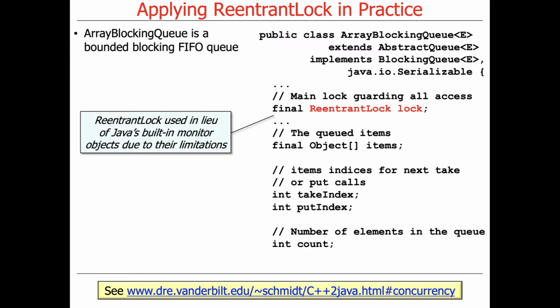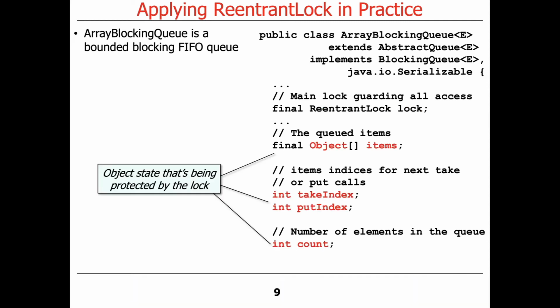So Java's ReentrantLock was added to work around the limitations of Java's built-in monitor objects, namely things like you can't interrupt them, and they have a limited number of methods and features that they provide. So the ArrayBlockingQueue is going to use a ReentrantLock to guard access to all the shared mutable state. And this is the shared mutable state. We keep track of the number of items that are in the queue, where the next item will be taken from, where the next item will be put, and the number of elements in the queue.